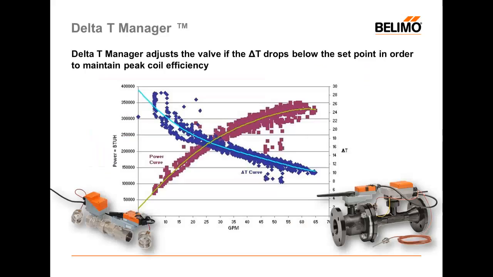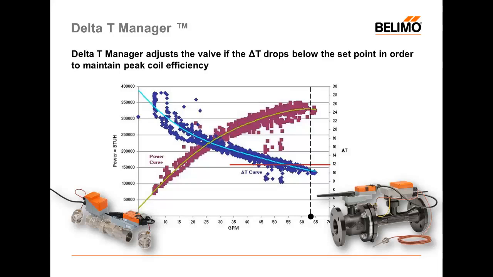The Delta T manager adjusts the valve if the Delta T drops below the set point in order to maintain peak coil efficiency. As an example, suppose that we determine the optimum Delta T is 12 degrees Fahrenheit, and we have programmed the energy valve and the Delta T manager to not let that Delta T drop below 12 degrees F. If the Delta T does drop below 12 degrees F, we will see the following response.